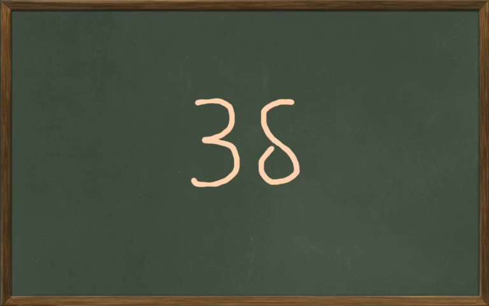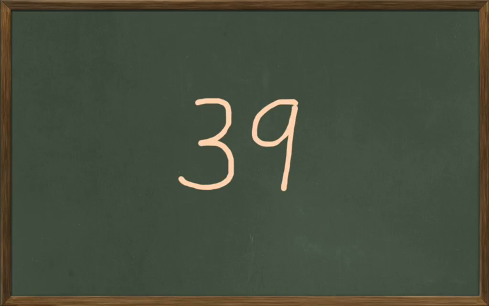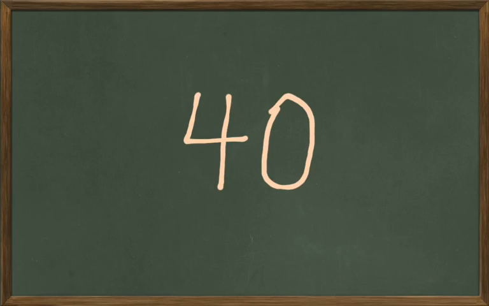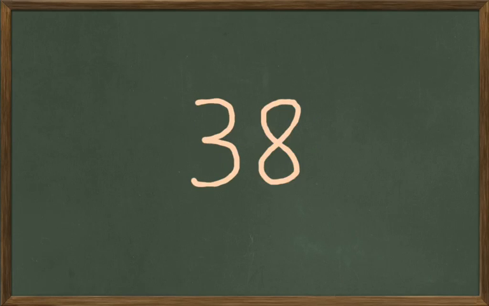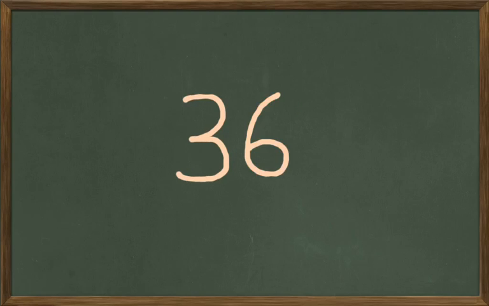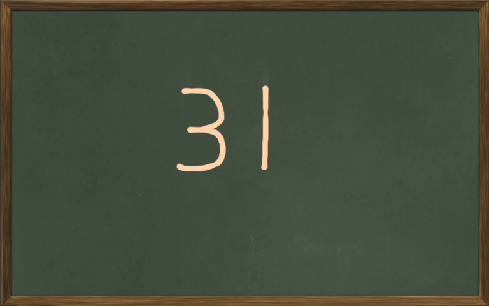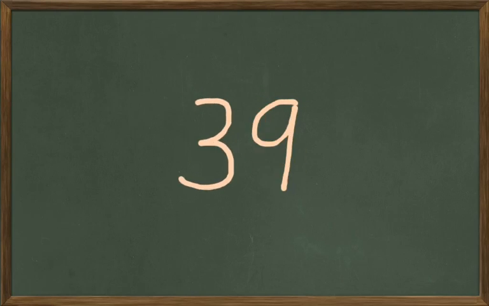38 is next. That's what 38 looks like. 39 is a 3 and a 9. And 40, a 4 and a 0. Okay. So we count down 40, 39, 38, 37, 36, 35, 34, 33, 32, 31. All right, so that's our new group of numbers that we counted up through.